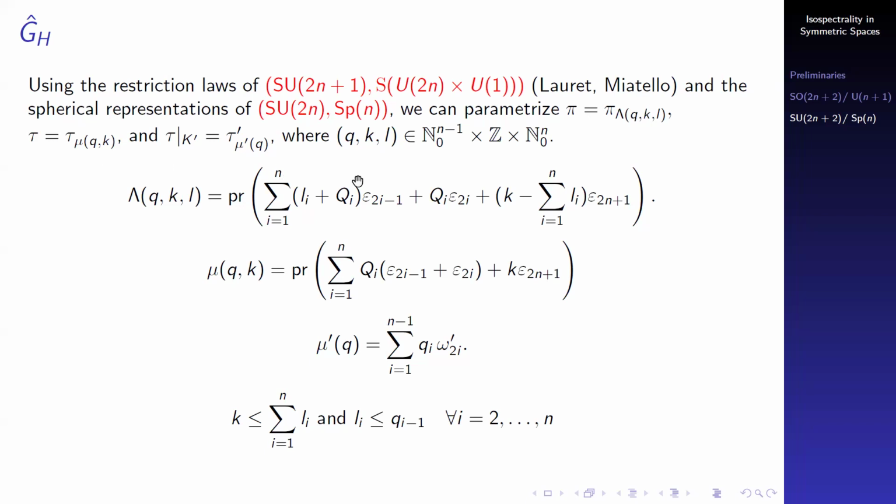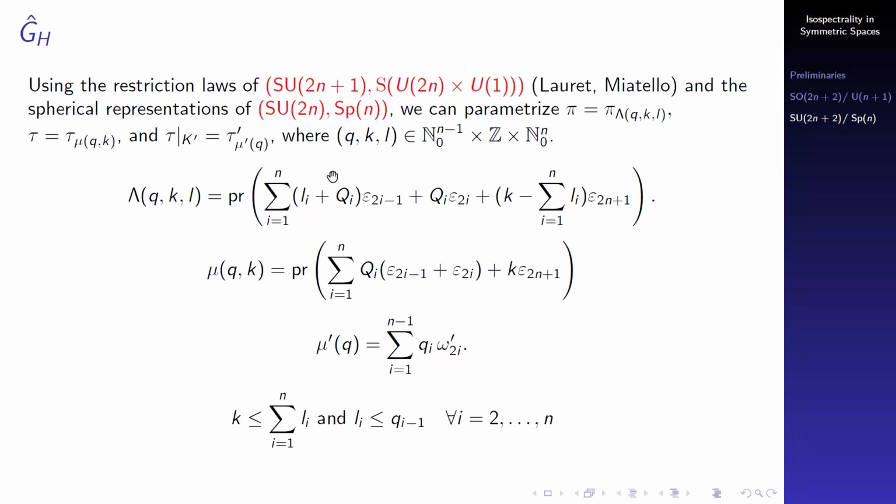where we parameterize that with Q, which are n-1 natural numbers, k, which is an integer, and L, which is a tuple of n natural numbers, and the formula was this one. So lambda, that's a very long formula. This projection is a projection of the roots from U(n+1) to SU(n+1). This is very well described in a paper by Lauret and Miatello. So we have this formula.